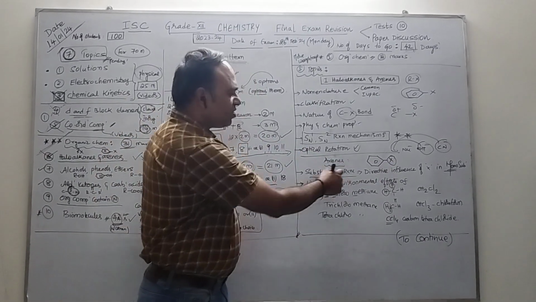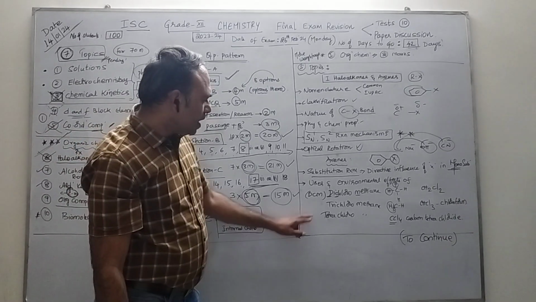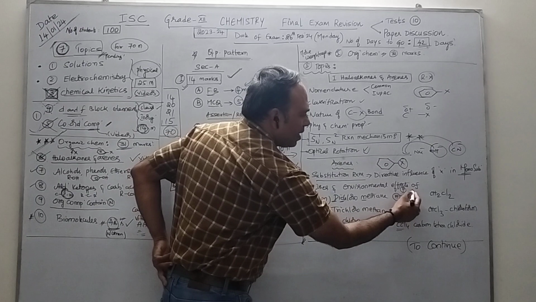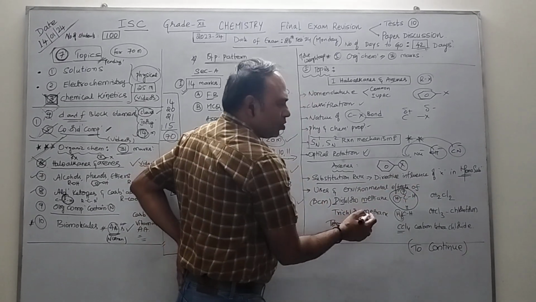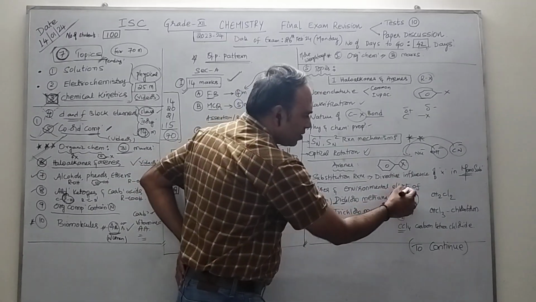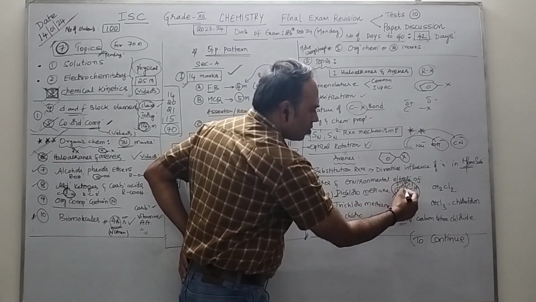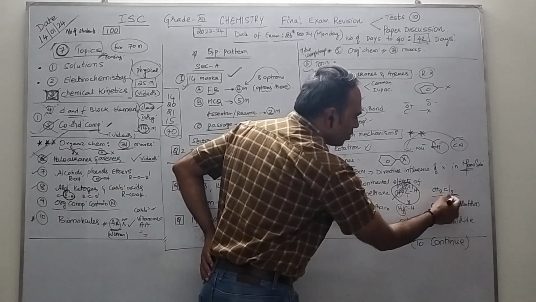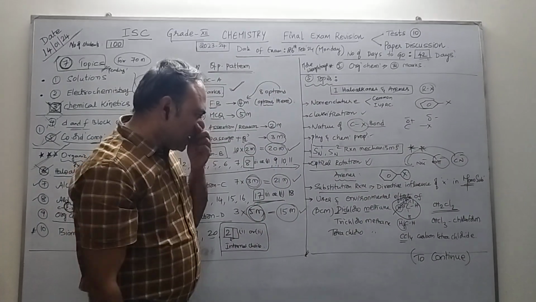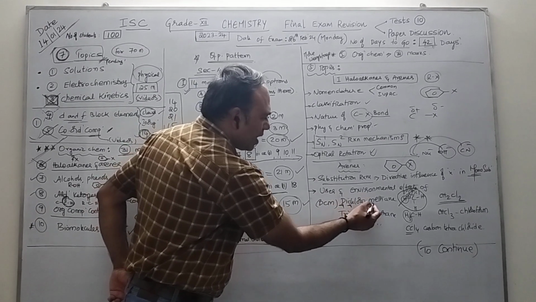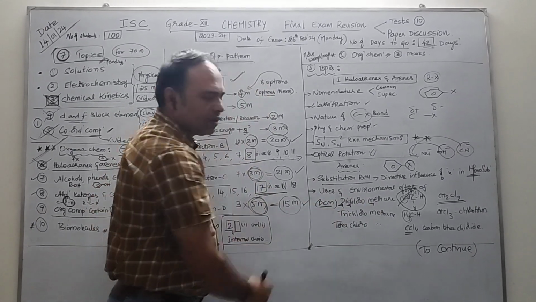After this, uses and effects, that is DCM, dichloromethane. This is methane, so 2 substitutions. Dichloro means one hydrogen, another hydrogen is removed, and in that place 2 chlorines, that is CH2Cl2. CH2Cl2 is called dichloromethane. Taking the alphabets D, C and M, you can write it as DCM.